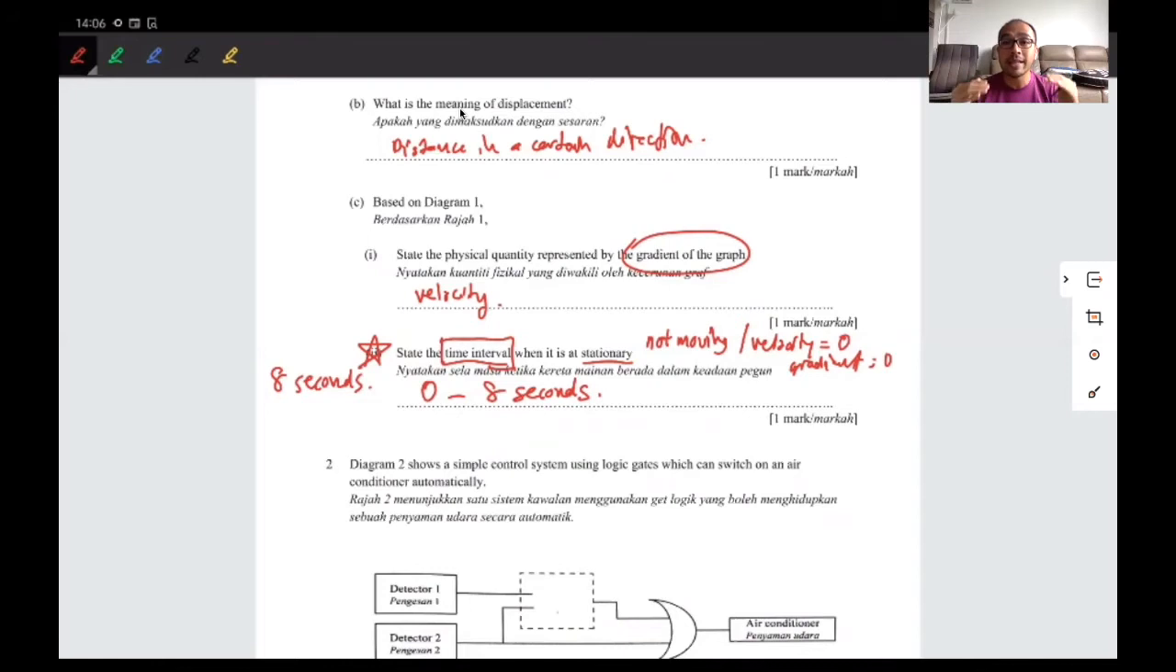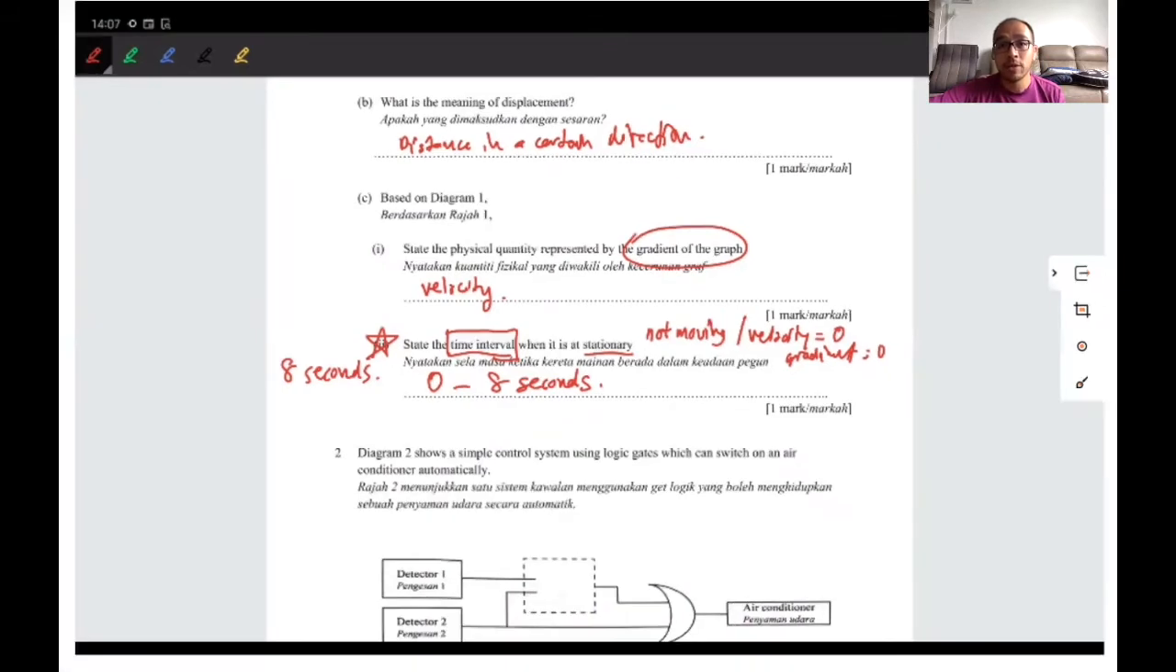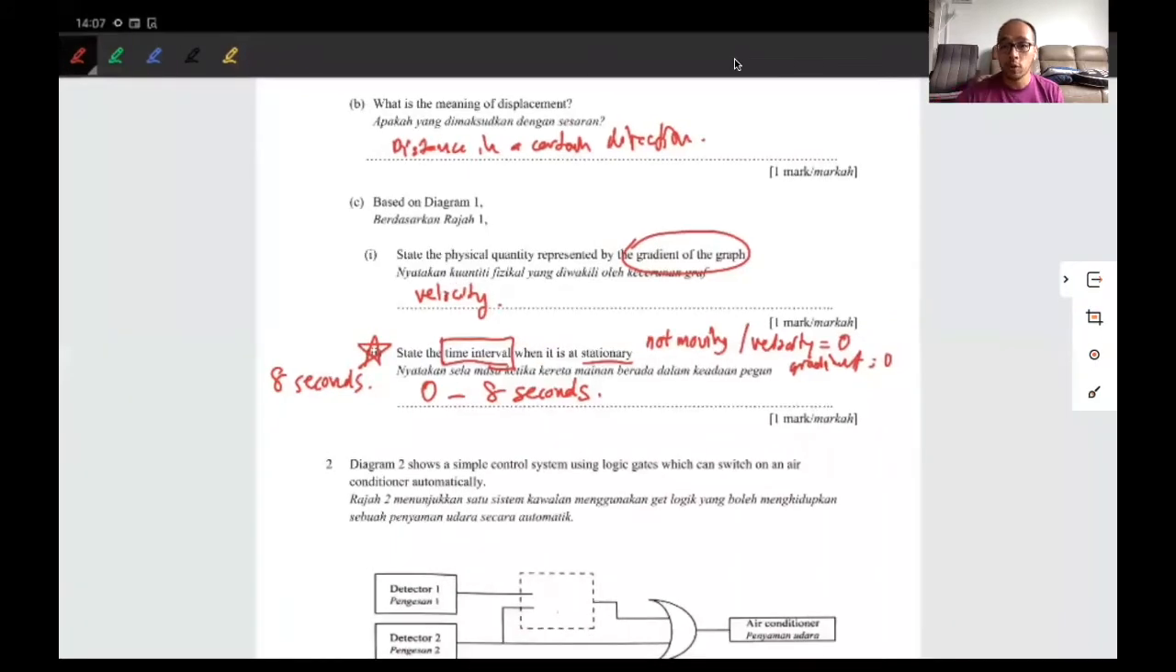Okay, we understand the question. The question is saying state the time interval, sela masa, dari bila sampai bila. That's the important thing. So jangan pandang rendah tentang ini tau. It's easy but it's also equally easy for people to make mistakes, especially those yang selalu pandang rendah with these kind of questions. Be very, very careful with this because the tendency for students to make mistakes here is always very high, and I think it's such a waste that because you did not read the question properly, you lose that 1 mark. Okay, so be very careful.